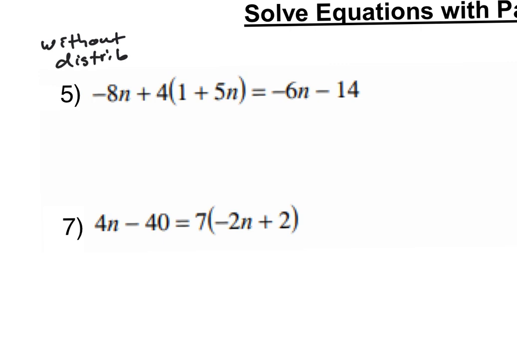And what we're going to do is just try to get rid of this negative 8n. We're going to work our way in. So the first thing I'm going to do is add 8n to both sides. And that will cancel this out. And I have a new equation that says 4 parentheses 1 plus 5n equals 2n minus 14.